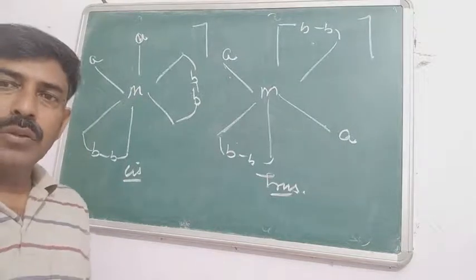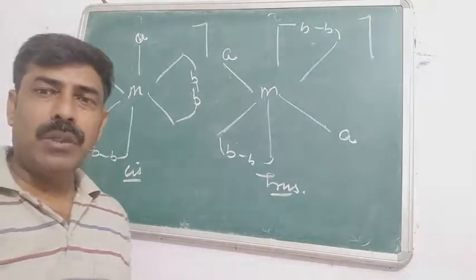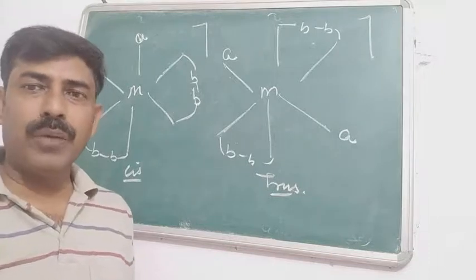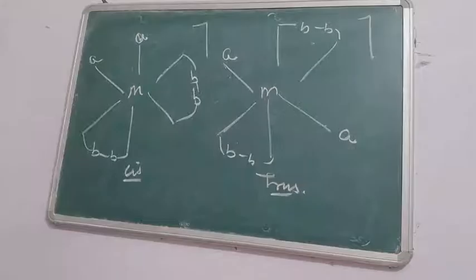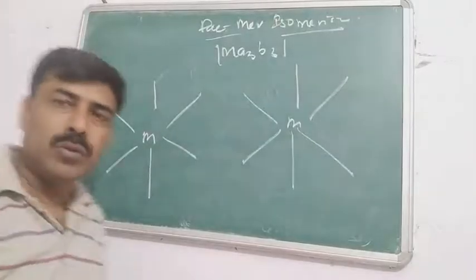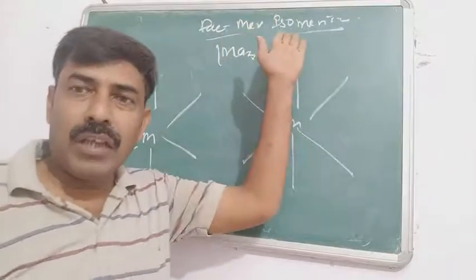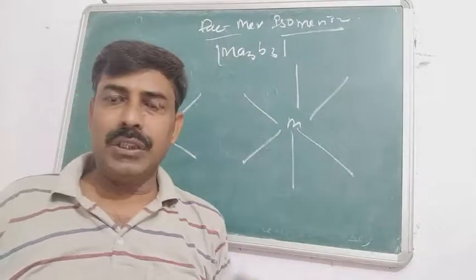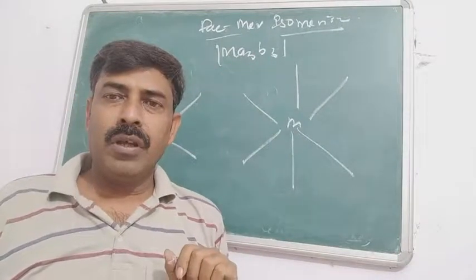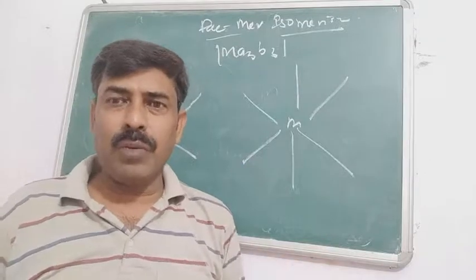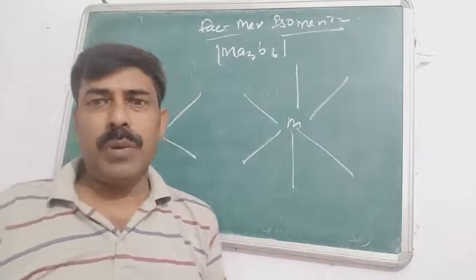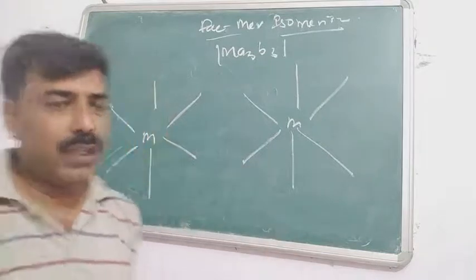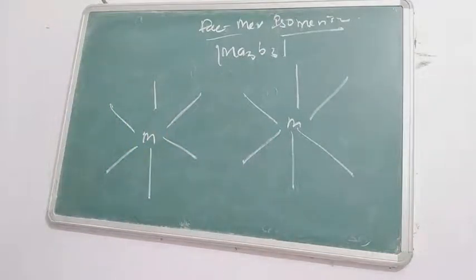Now we are going to see the next geometrical isomerism, the Hack-Murr isomerism, or the facial-meridional isomerism. In the Hack-Murr isomerism, what will be the molecular formula? It will be Ma3B3. With this molecular formula we are going to show the Hack-Murr isomerism. Only this molecular formula will show the Hack-Murr isomerism, that is the facial-meridional isomerism.